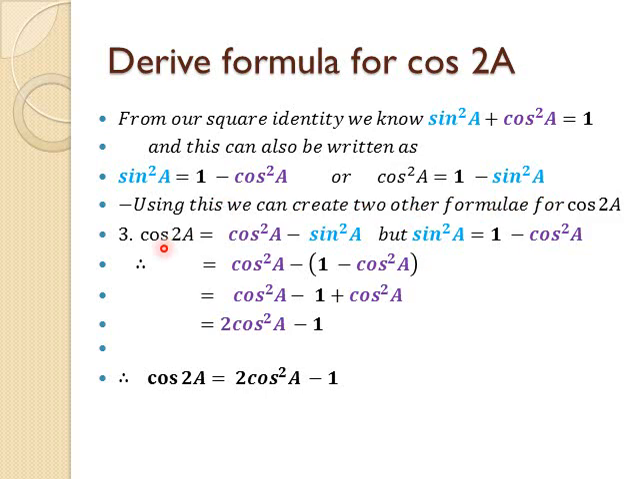So cos 2a is cos squared a minus sine squared a, but I know sine squared a equal 1 minus cos squared a from my square identity. So in the place of sine squared a, I place 1 minus cos squared a. So that becomes cos squared a minus times 1. Negative times 1 gives me negative 1. Negative times negative, positive cos squared a. So cos squared a plus cos squared a then gives me 2 cos squared a minus 1. So cos 2a can also be expanded as 2 cos squared a minus 1. In the next one, we're just going to substitute cos squared a.